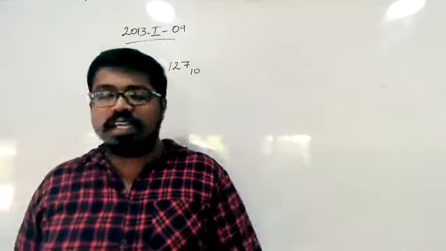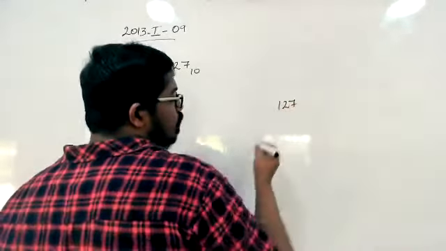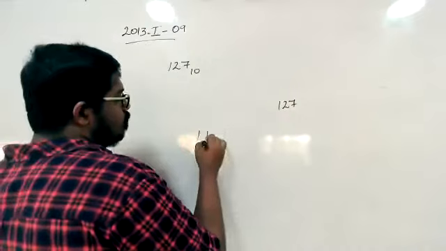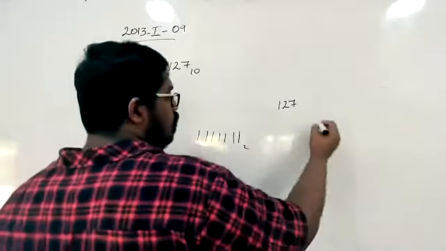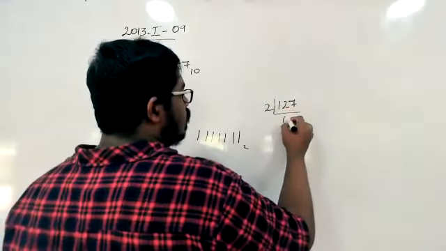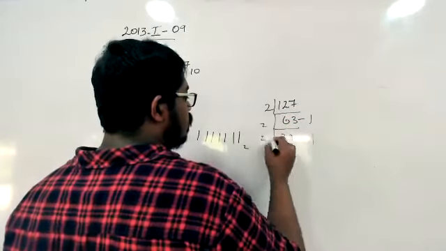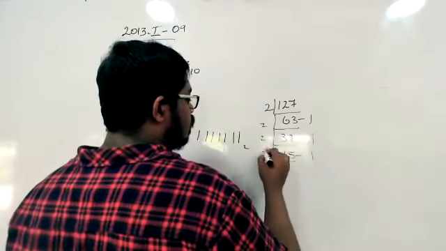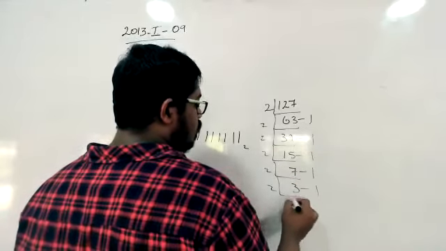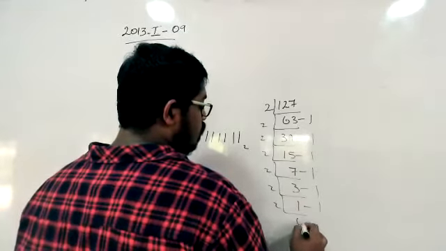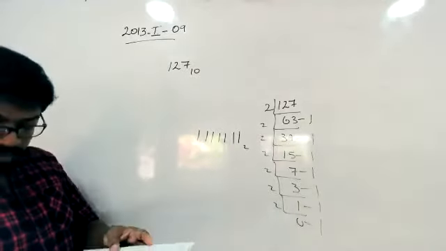So when I convert the 127 into binary, you can see the binary value is this one. Or you can find out by dividing: 63 remainder 1, 31 remainder 1, 15 remainder 1, 7 remainder 1, 3 remainder 1, 1 remainder 1, 0 remainder 1. Positions 0 1 2 3 4 5 6 7. Right? So this is your answer.